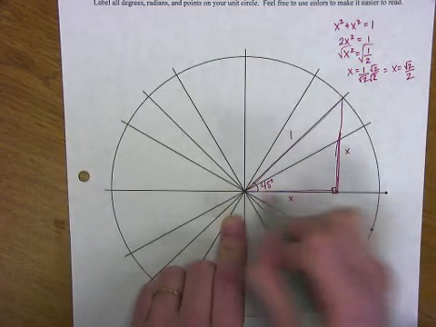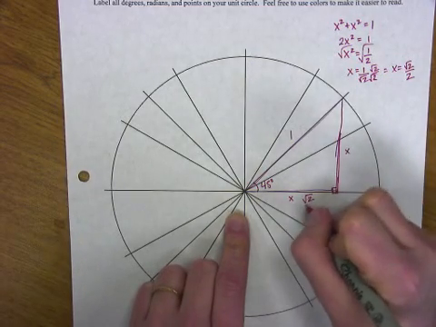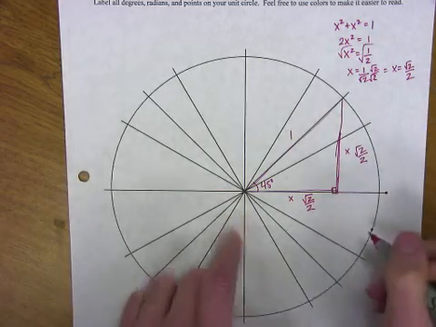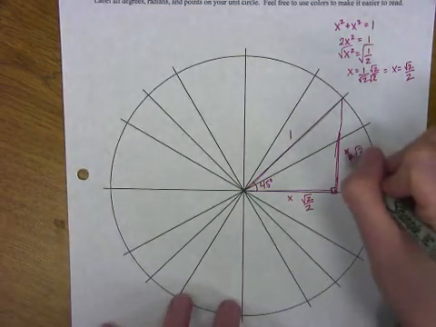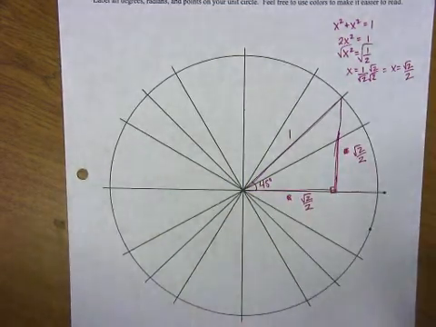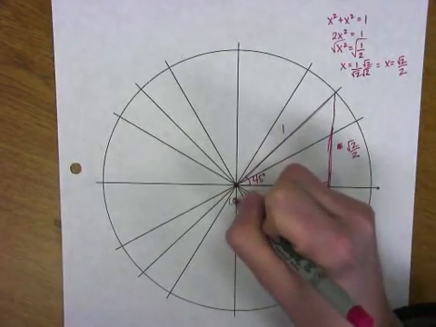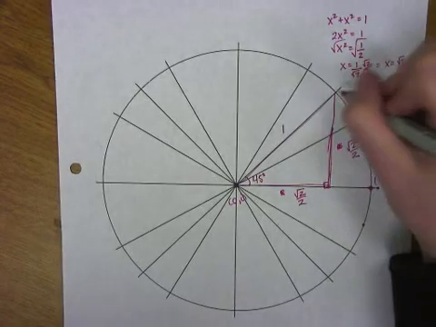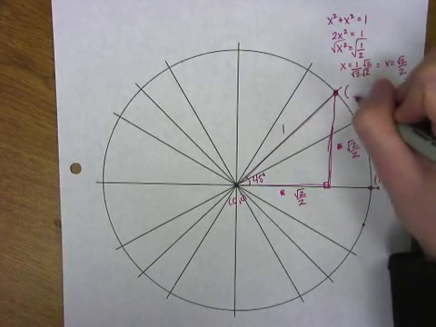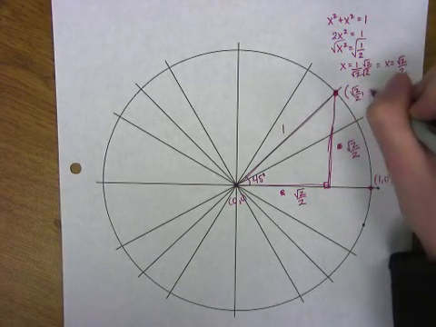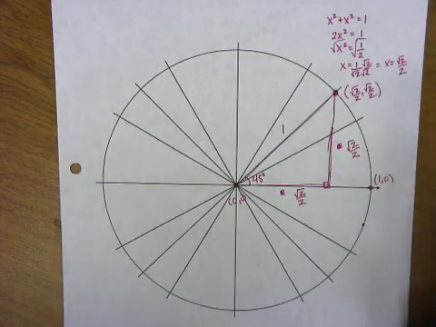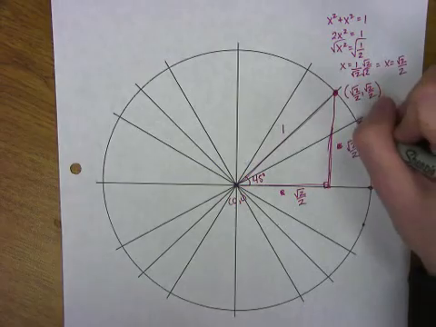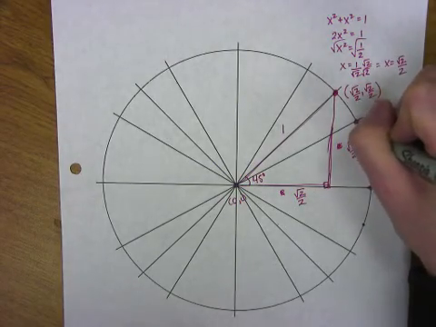So that means that this distance that I traveled over is root 2 over 2, and the distance that I went up is root 2 over 2. In terms of thinking about this now on a coordinate grid, where this is 0, 0, and this is over 1, up 0, that means this point is over root 2 over 2, up root 2 over 2. Okay, so that's a special point on the unit circle. We have some other special points on the unit circle.